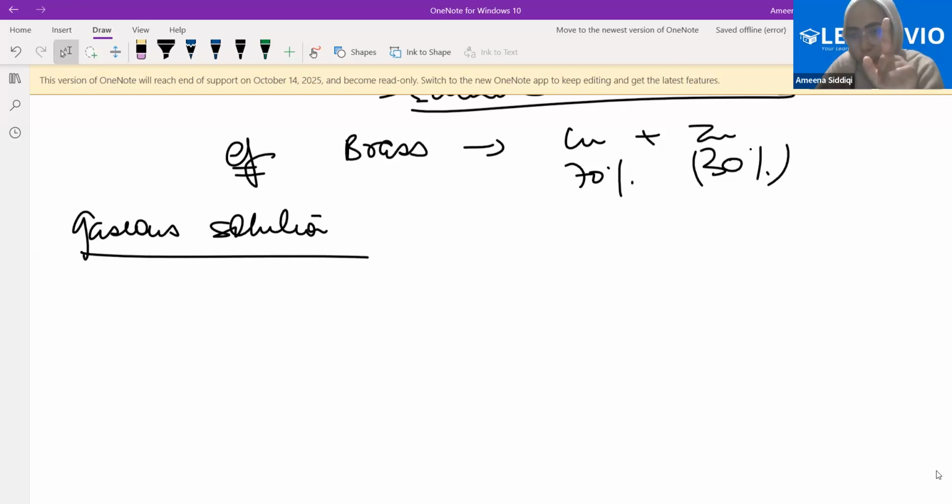I'm saying alloy is a solid solution since it's a solution, a homogeneous mixture. If it's a homogeneous mixture, it's a mixture. If it's a mixture, it will have variable composition and it will have the properties of both the constituent pure substances.